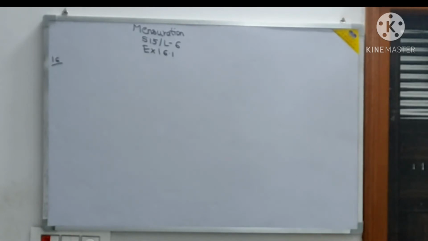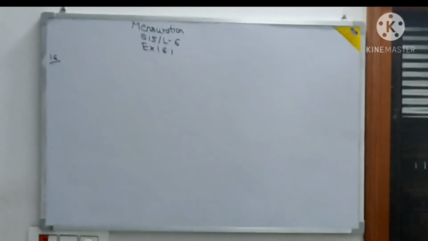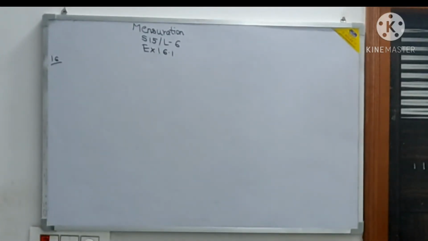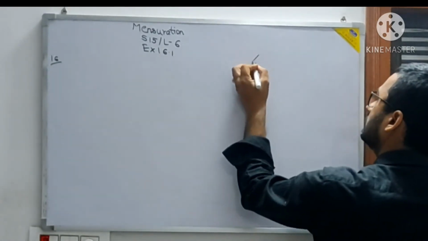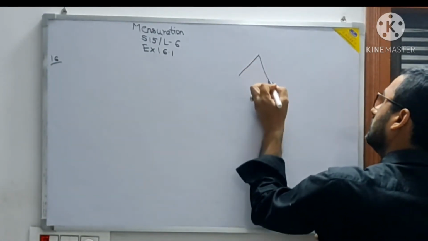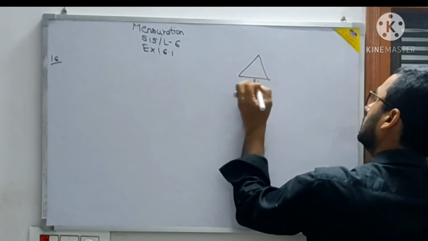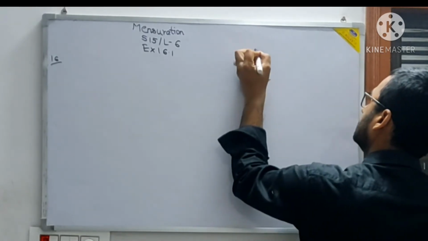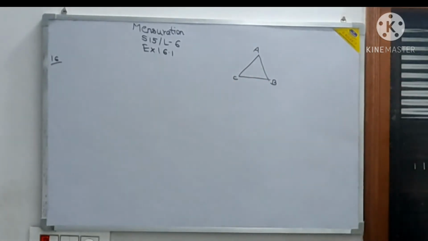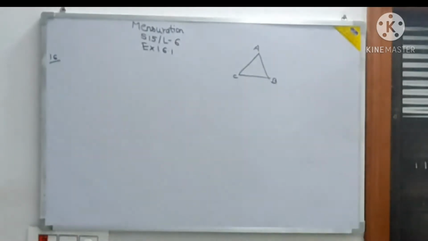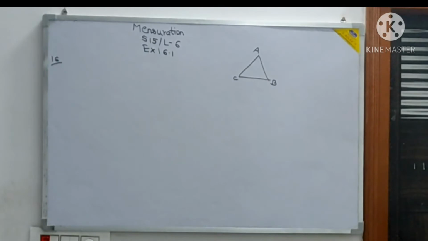Question number 16 says the perimeter of an isosceles triangle is 40 centimeter. The base is 2/3 the sum of the equal sides. So let's draw the triangle first. It is A, B, C. So BC is the base. Base is 2/3 of the equal sides.